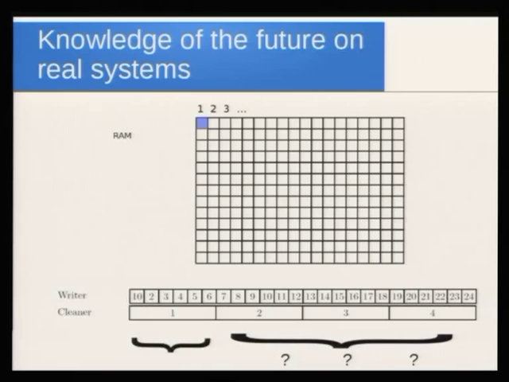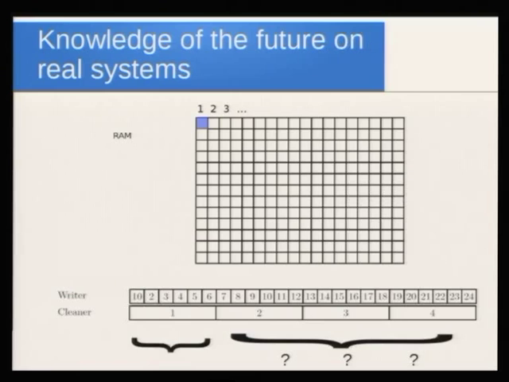And what happens is that on real systems, we don't know what the access pattern is in the future. We don't know what will happen. You just know what has happened in the past. Let's say that you're in the first time slot. You don't know the future.